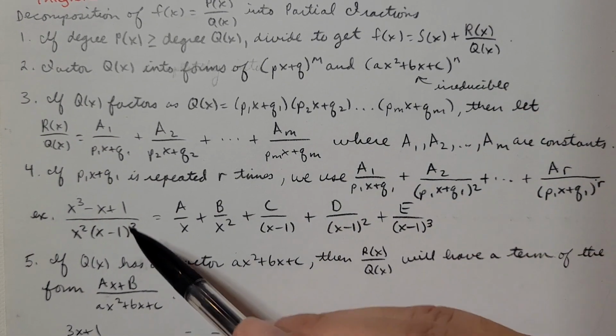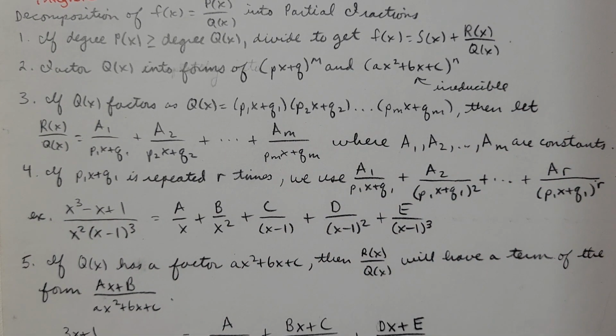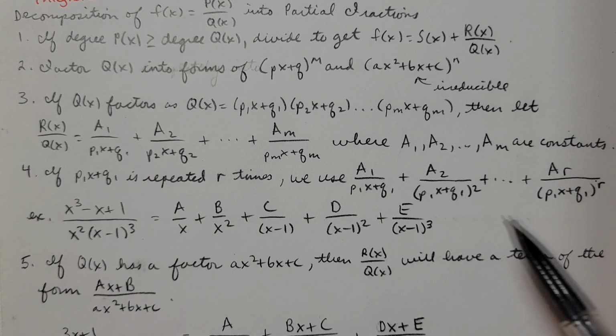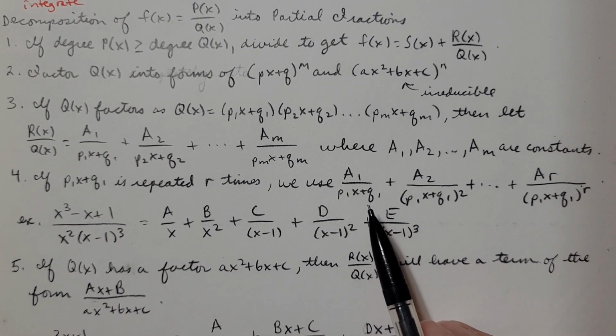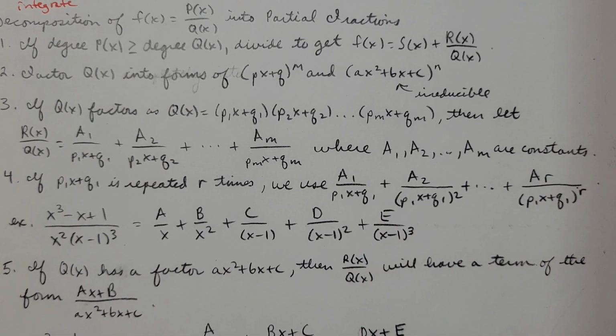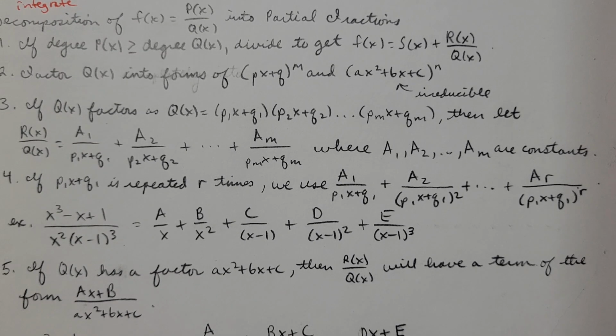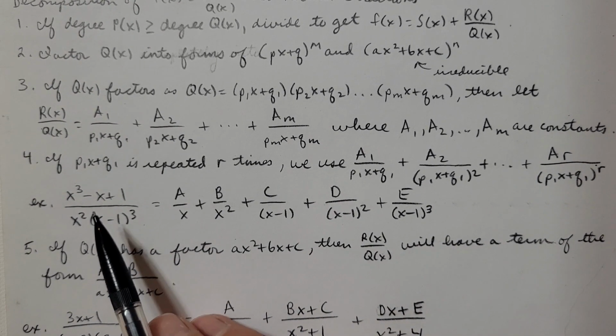Step 4, if p sub 1 times x plus q sub 1 is repeated r times, then you're going to use this decomposition, where you have a sub 1 divided by p sub 1 times x plus q sub 1, plus a sub 2 divided by p sub 1 times x plus q sub 1 squared, plus a sub 3 divided by p sub 1 times x plus q sub 1 cubed, plus etc. So here's an example.